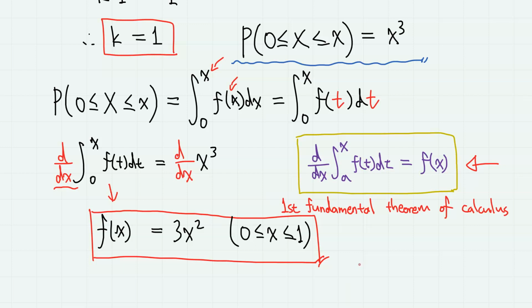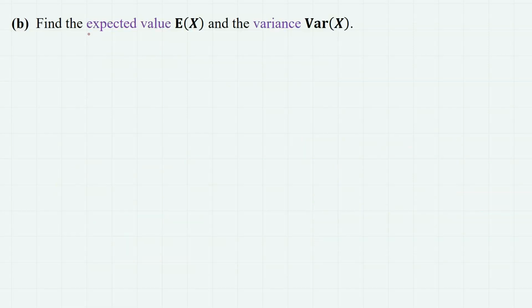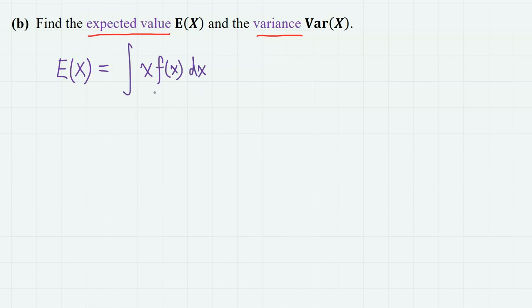And now let's move on to the actual statistics part. The expected value and the variance of our random variable capital X. In continuous probability distribution, the expected value and the variance can be calculated like this. The expected value E(X) can be calculated by multiplying the value small x of the variable by the probability density function f(x) and integrating it over the entire interval of the given probability distribution, which in our case is from 0 to 1.